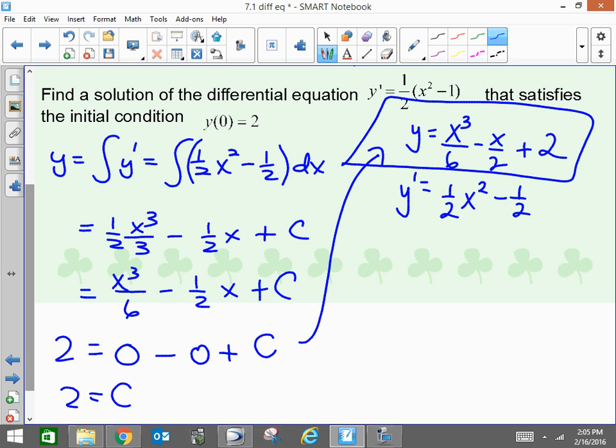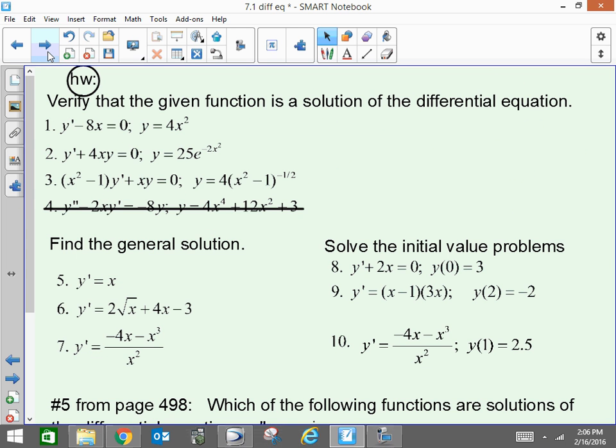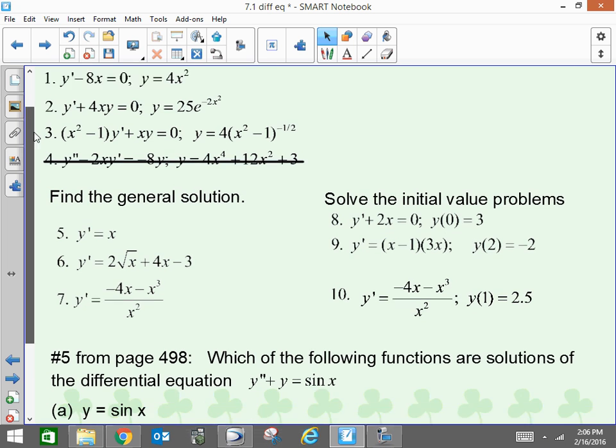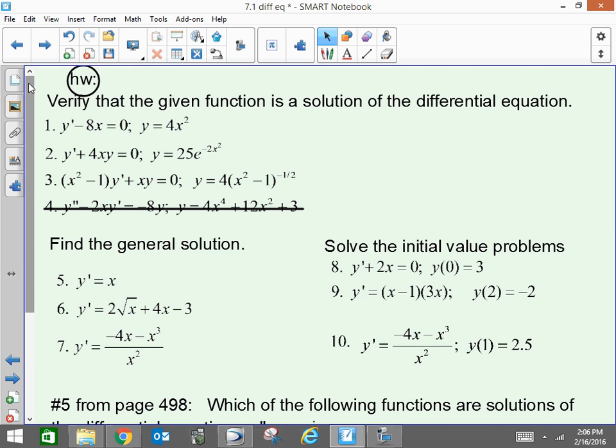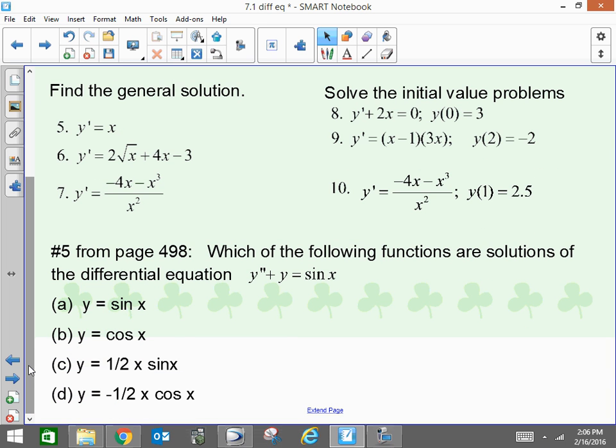Yeah. We'll talk about that later when it comes up again. But anyway, that's your homework right here. Don't do number 4. It's crossed out. We're verifying. We're finding a general solution. We're finding a specific solution.